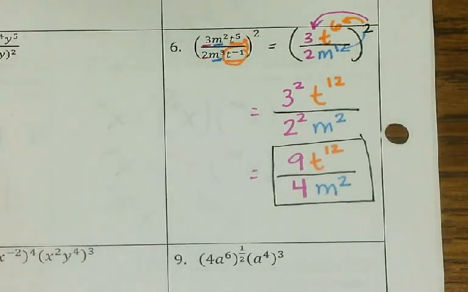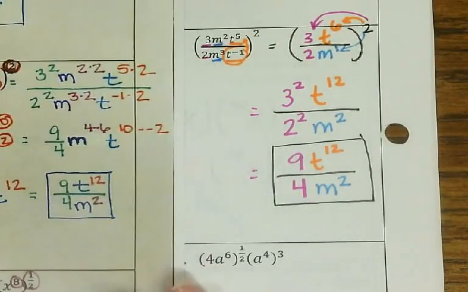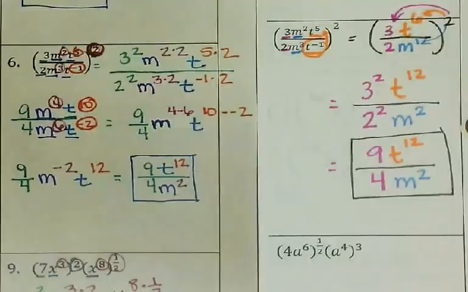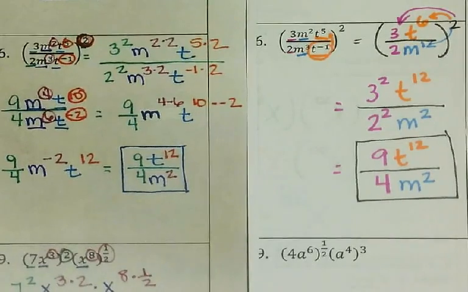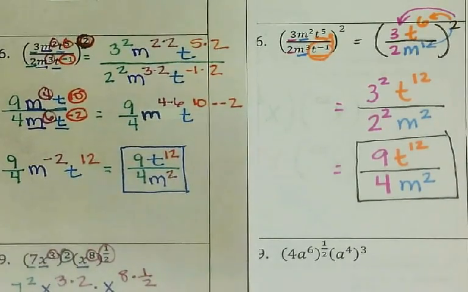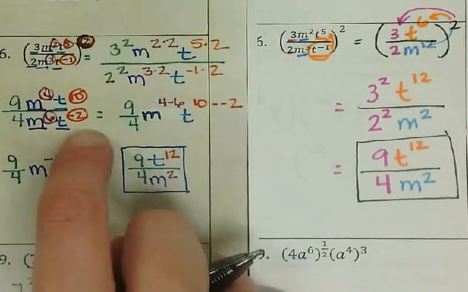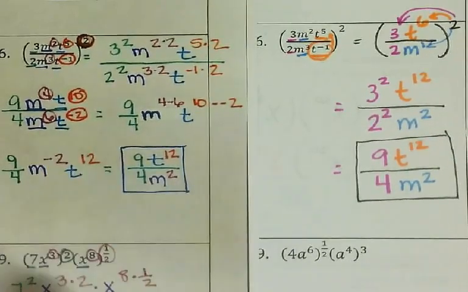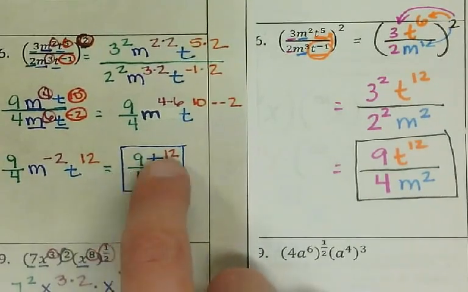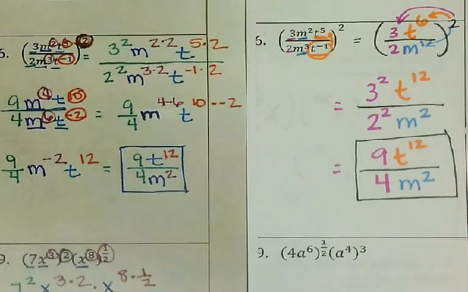Okay, guys? I do want to show you something kind of cool. If you hadn't simplified your fraction first, I did it a different way on the key. Guys, if you multiplied all of your power to powers in first, then you would have had 9m to the 4th t to the 10th over 4m to the 6th t to the negative 2. And guys, we still would have ended up with 9t to the 12th over 4m squared. So either way you cut it, you're still going to get the final answer. So you can simplify your fractions before you do the power to power or after you do the power to power. Okay? You guys feel comfortable with that?